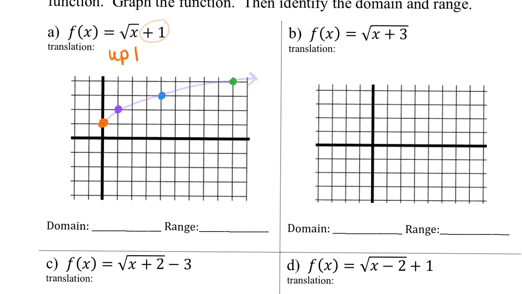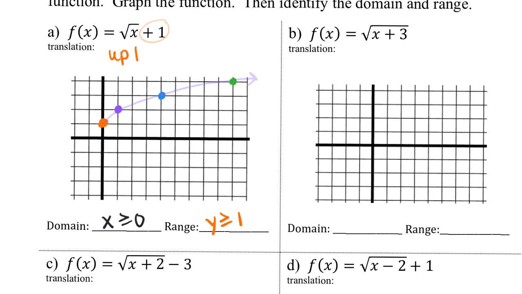Okay, what's the domain on this? Domain is the x values. Well, it starts at x equals 0, and it goes to 1, 4, 9. It keeps going to the right. So the x's are greater than or equal to 0. What's the range? Well, the graph starts here. What does y equal here? y is 1, and then it goes up. So the y values are greater than or equal to 1.